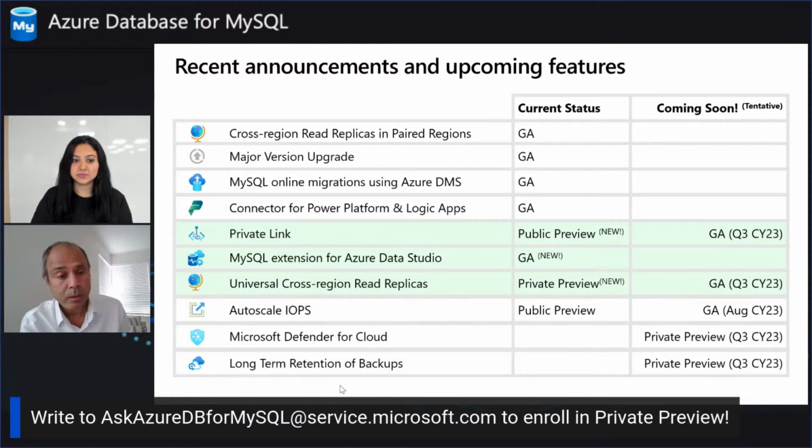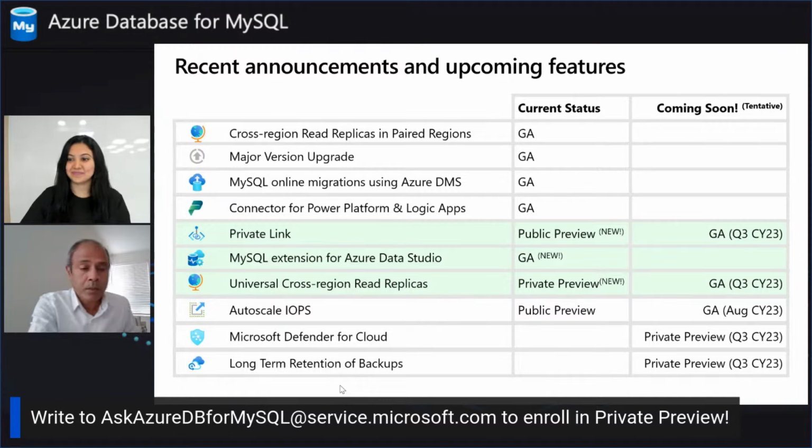And finally, we have auto-scale IOPS. It's in public preview today, and we plan to have this GA sometime in August 2023. And finally, Microsoft Defender for Cloud and long-term backups for Azure MySQL Flexible Server. Both will be in private preview this quarter. That's all, Shreya.